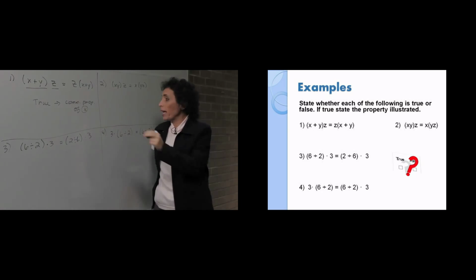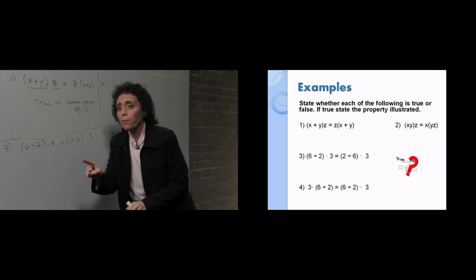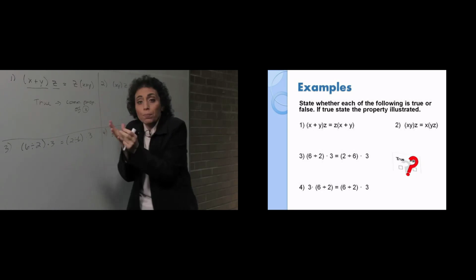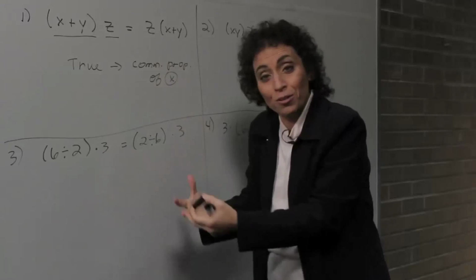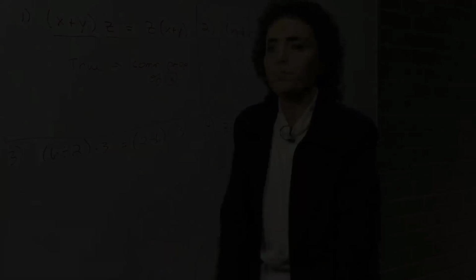All right? So I'm going to ask you to do 2, 3, and 4, label it true or false, and if it's true, name the property. Remember, there can only be a property because a property means it's true, and it tells you why it's true. There can only be a property if it is true.